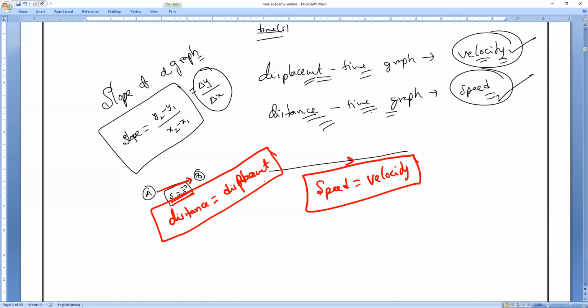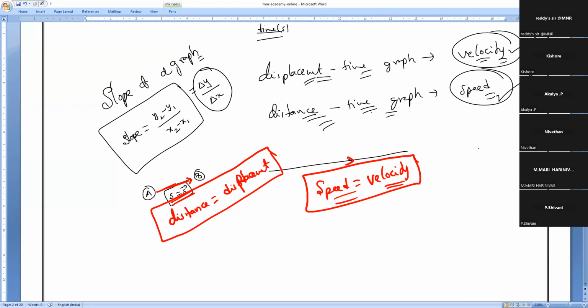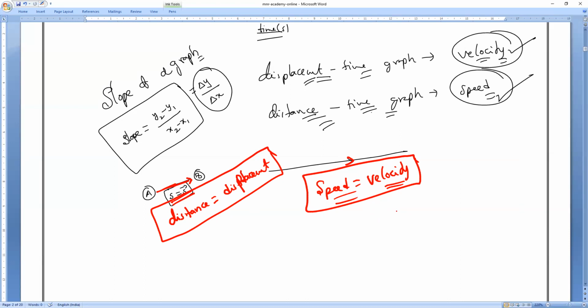If distance is equal to displacement, then speed is equal to what? Velocity. Sir, how are you saying that speed is equal to velocity? If I say speed is equal to velocity, it means the body is traveling in a straight line in a particular direction. Understand? By that time, distance and displacement both are the same, correct?